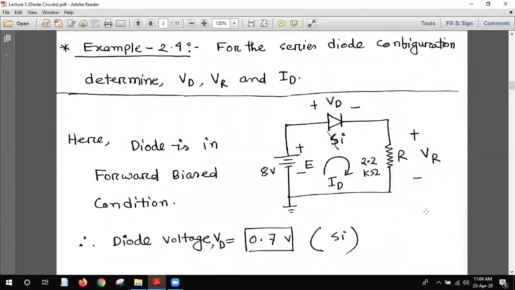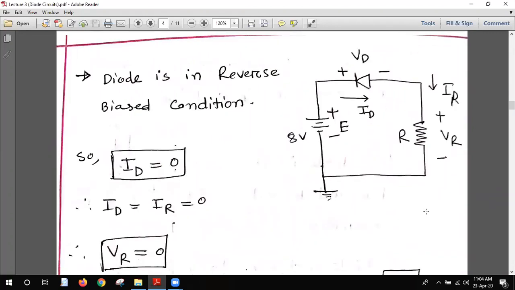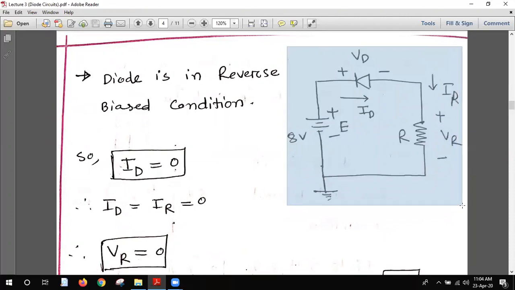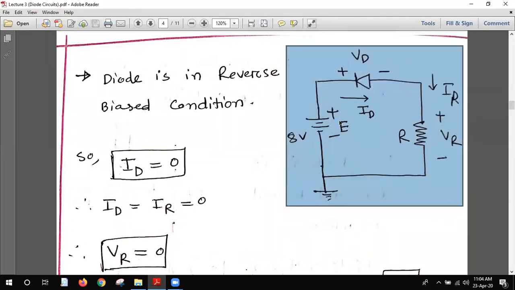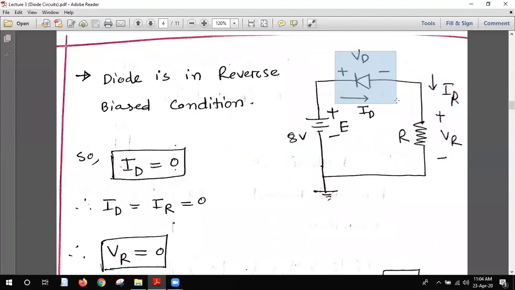Now if we repeat this example for the reverse bias configuration, suppose this is the reverse bias configuration. Check, my students, this is the reverse bias configuration. How? You see that when the current enters here, the N will be positive and the P will be negative. So the diode is in the reverse bias condition. I discussed in the very first slide that when the N is positive and the P is negative, it will be in the reverse bias configuration.